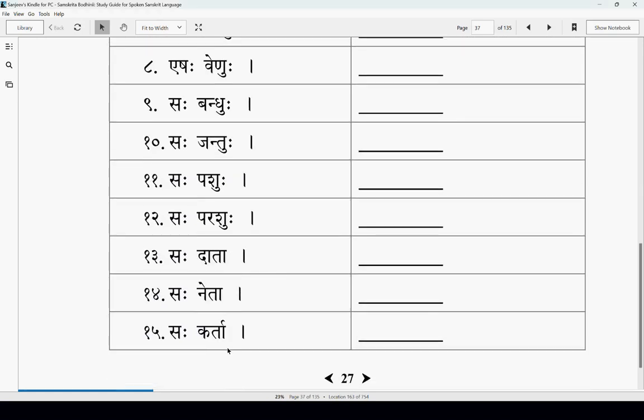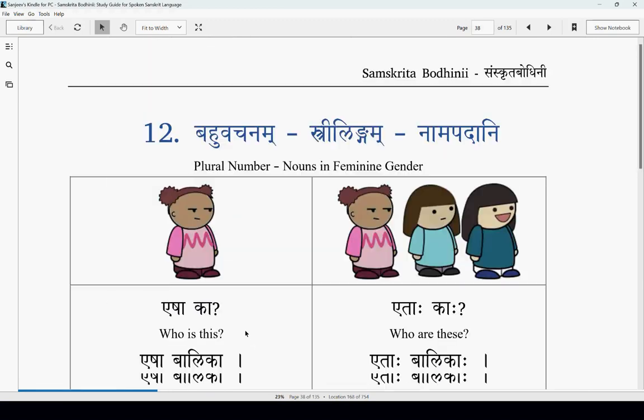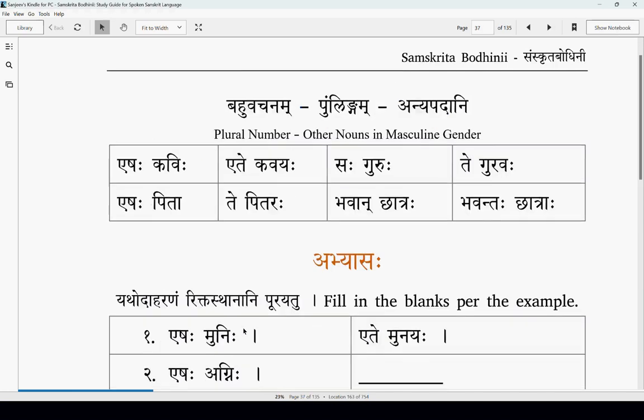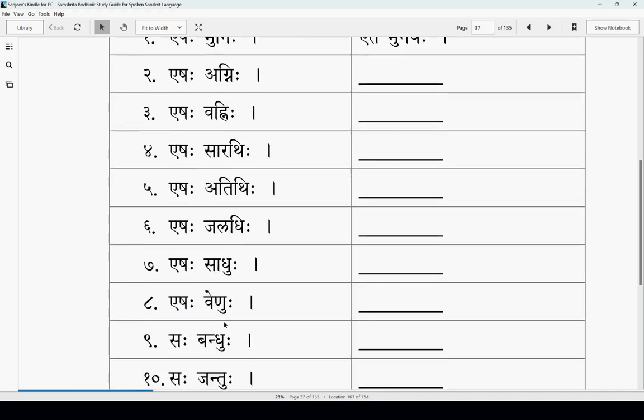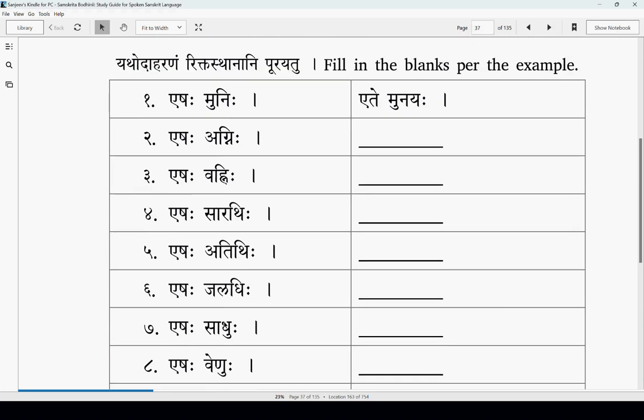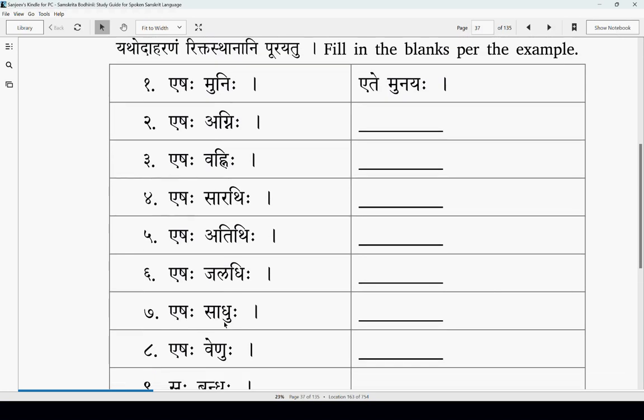So here, Data, Neta, Karta, all these words, the form will be like Dhatru, not Pitru. So this will be Neta, Netaraha, Karta, Kartaraha for Bahuvachanam. Hopefully, if you have any questions, or if you don't know any of these meanings, please ask and I will explain.